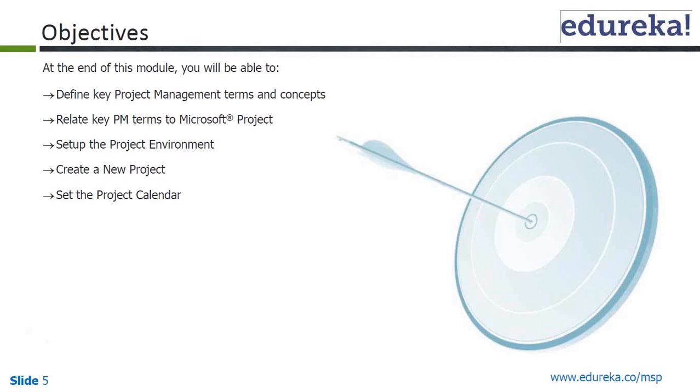Then set up the project environment. So how do you set up the project environment? How to create a project? Basically, once a project is created, how do you go on setting up the project environment, view and other formatting, and those things we'll see in brief, because those will be explored further in subsequent modules or subsequent slides. Then creating a new project, how we go on creating a new project, whether it is existing template based and so on. Then set up the project calendar.